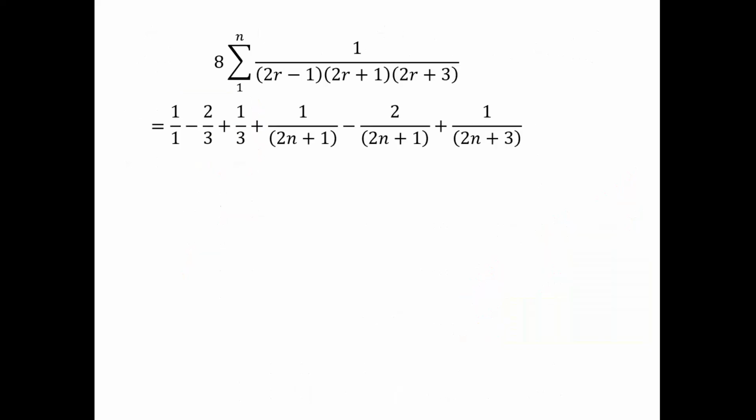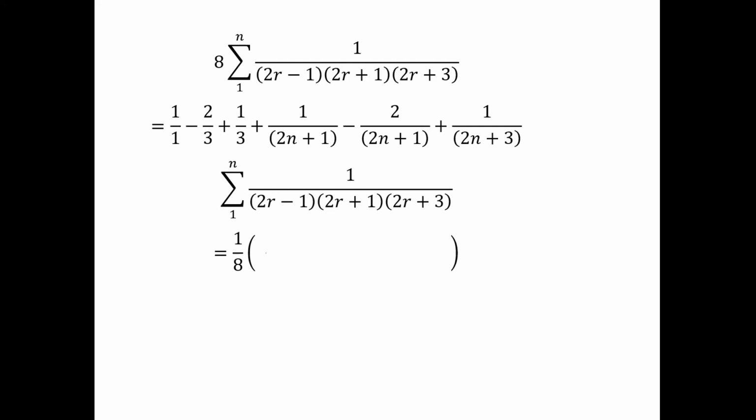So the 8 lots of that, the sum that I want, is equal to that. I've got 1 over 1 minus 2 over 3 plus a third, and then those other fractions. So what I want is going to be an eighth of that. But the 1 over 1 minus 2 over 3 plus a third is just 4/3 minus 2/3, which is 2/3. And then I've got 2n plus 1 and minus 2 over 2n plus 1. So that's minus 1 over 2n plus 1. And then I've got the 1 over 2n plus 3.